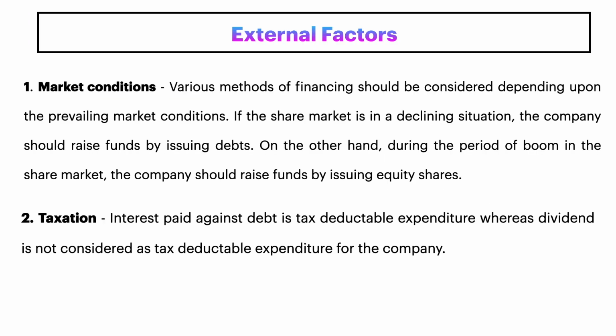Let's study individually. External factors first. Under that we have the first point, market conditions. These are the conditions or situations that are prevailing in the current market. If the share market is in a declining situation, the company should raise funds by issuing debentures. On the other hand, if it is a period of boom in the share market, the company should raise funds by issuing equity shares. So here the company needs to understand, first of all, how is the industry performing?